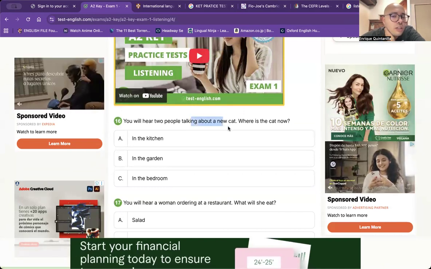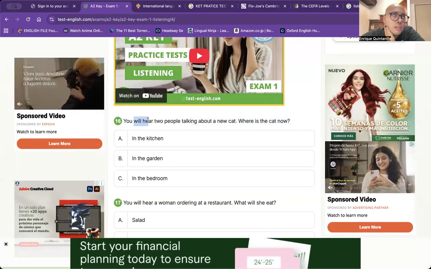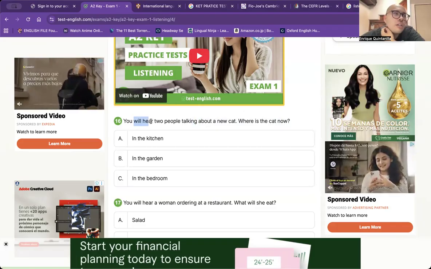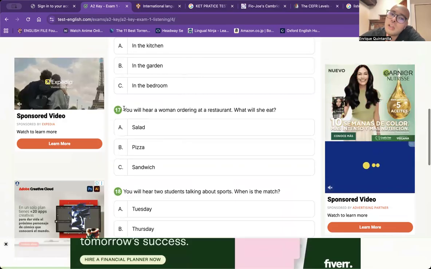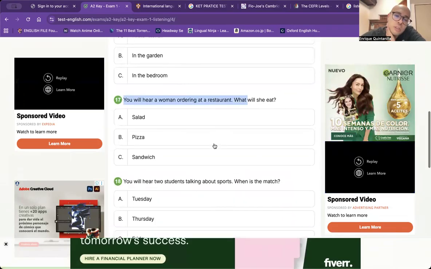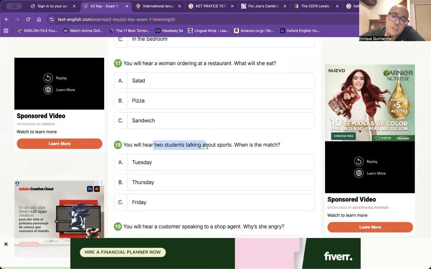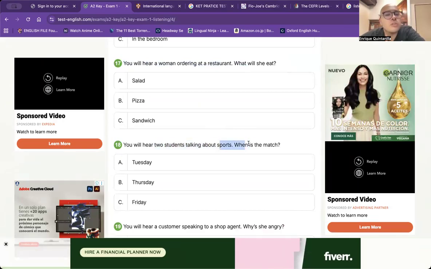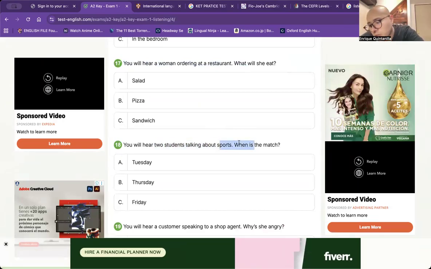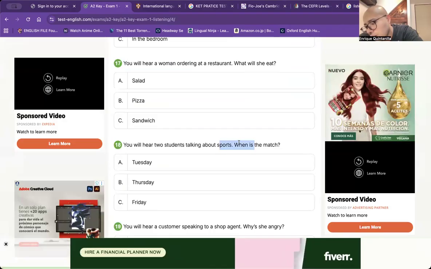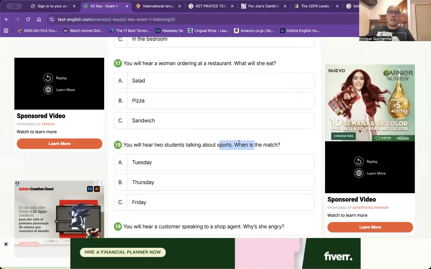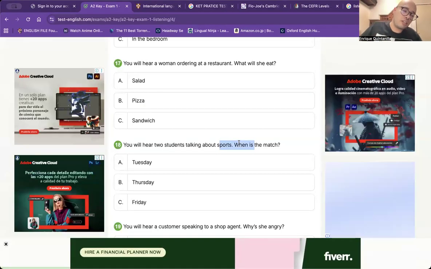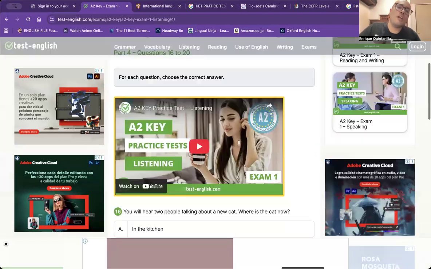So you will hear each statement or each activity two times. For example, this is one conversation, number 17 is another conversation, and this is another conversation. So you have to pay attention, you have to be very careful, because if you get lost, you will block your mind. So that's the importance that I am telling you. Don't get distracted, use your time wisely.